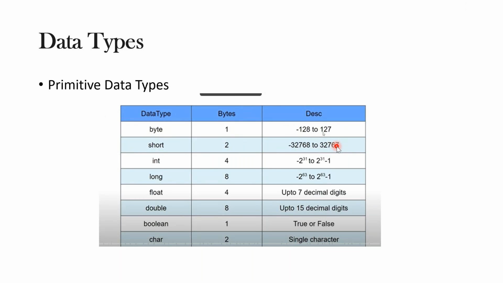If you are planning to deal with a number which is more than 32,767, it is a good idea to go with integer. Why? Because integer has 4 bytes. 1 byte equals 8 bits, so 4 bytes equals 4 into 8, that equals 32 bits. It is signed, so it accommodates negative numbers and also positive numbers, both negative and positive.